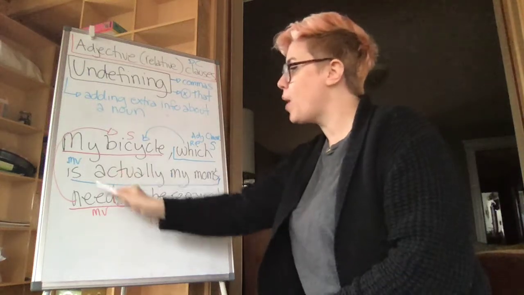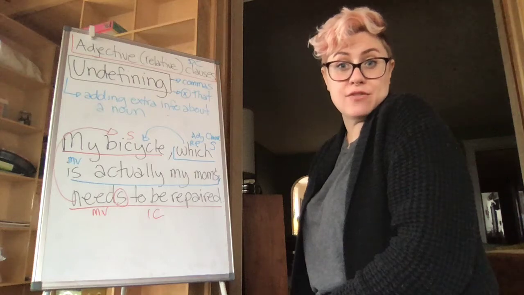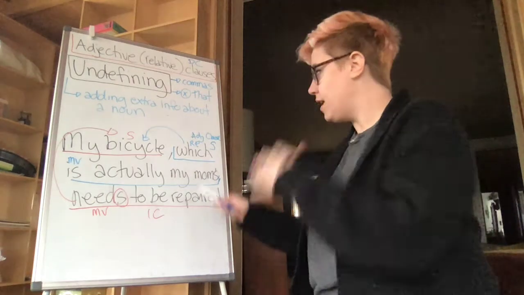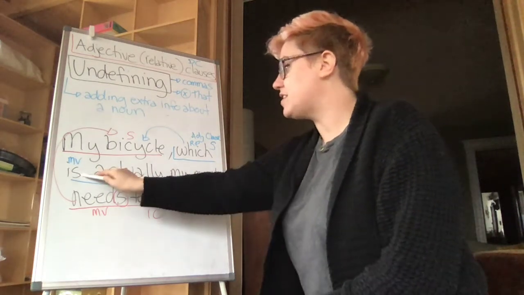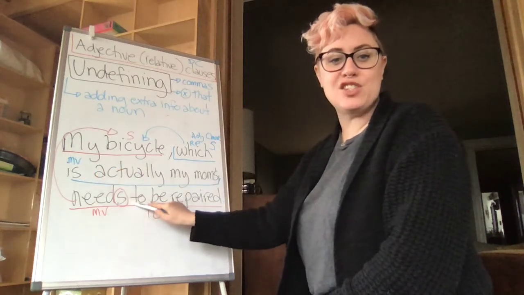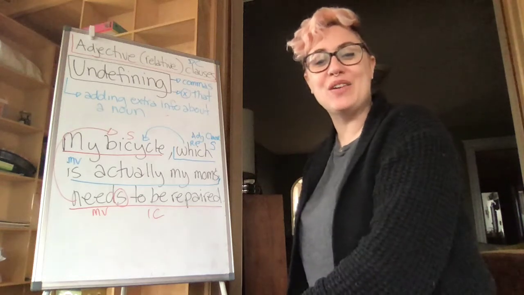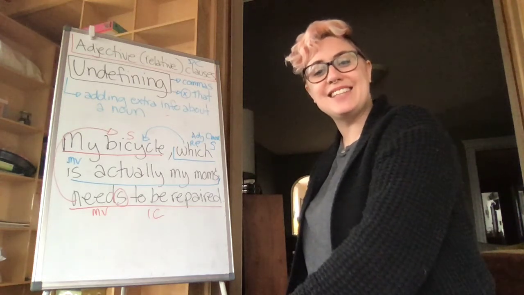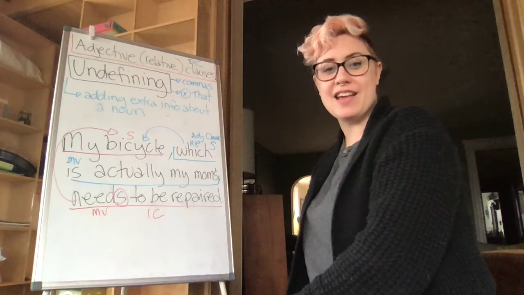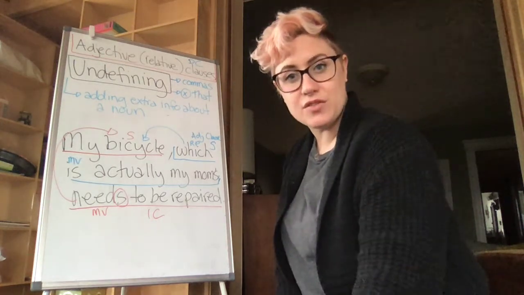In this case, both of the tenses are the same, for the same reasons: this is something that's generally true. The bicycle is my mom's, and it needs to be repaired is also something that is generally true. And so I'm going to use the simple present for both. Okay. So this is defining and non-defining relative clauses.